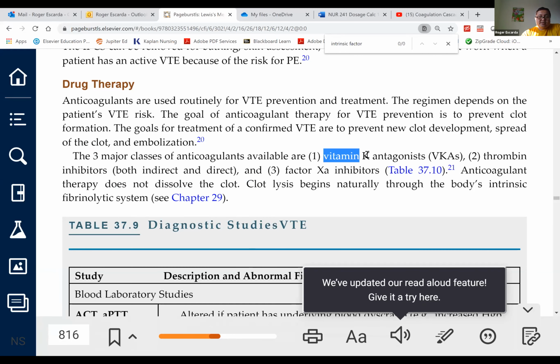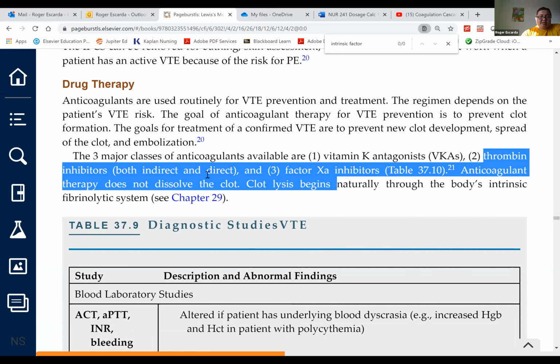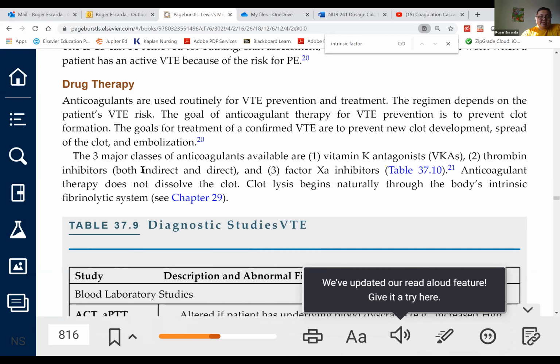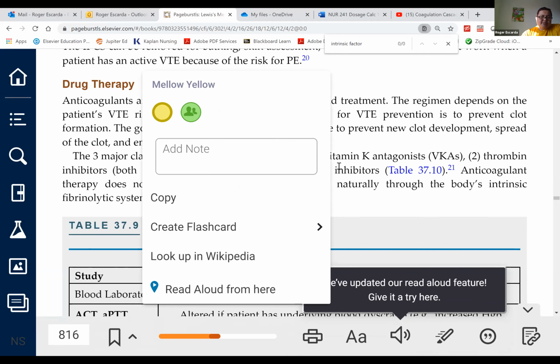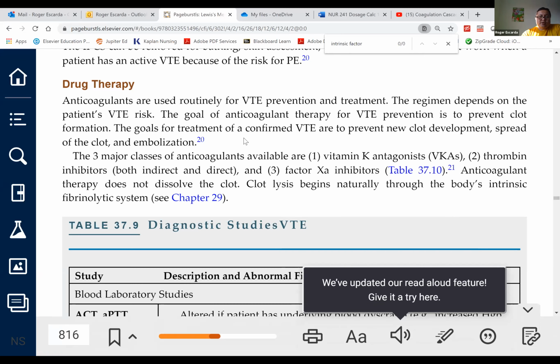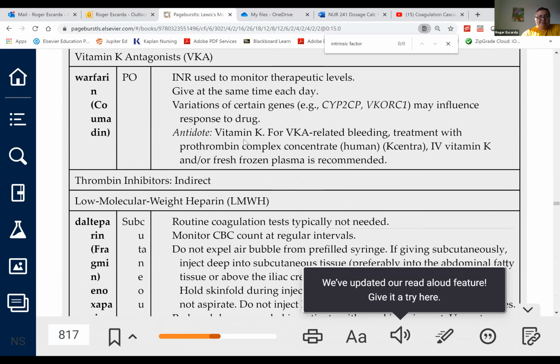So number 1 is vitamin K antagonist. Then we have indirect thrombin inhibitors, because the direct thrombin inhibitor isn't really used for DVTs. And then finally, factor 10A inhibitors, which are your novel oral anticoagulants. They are all listed here. Let's begin with vitamin K.